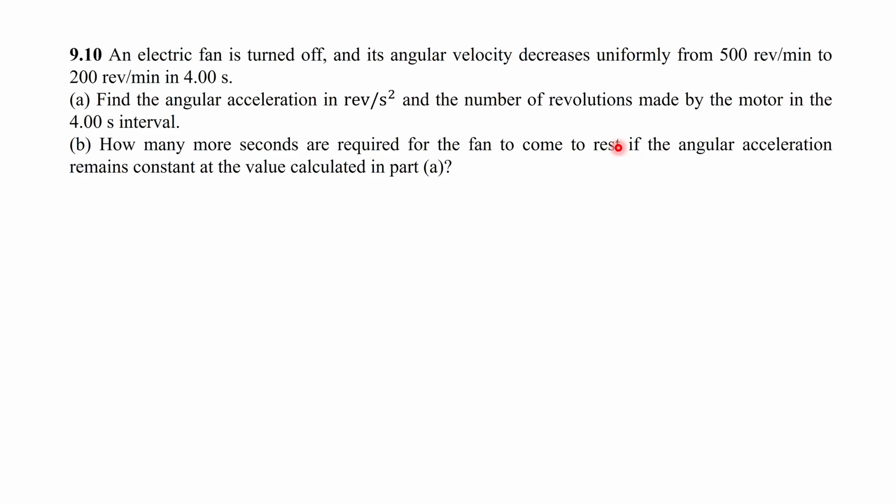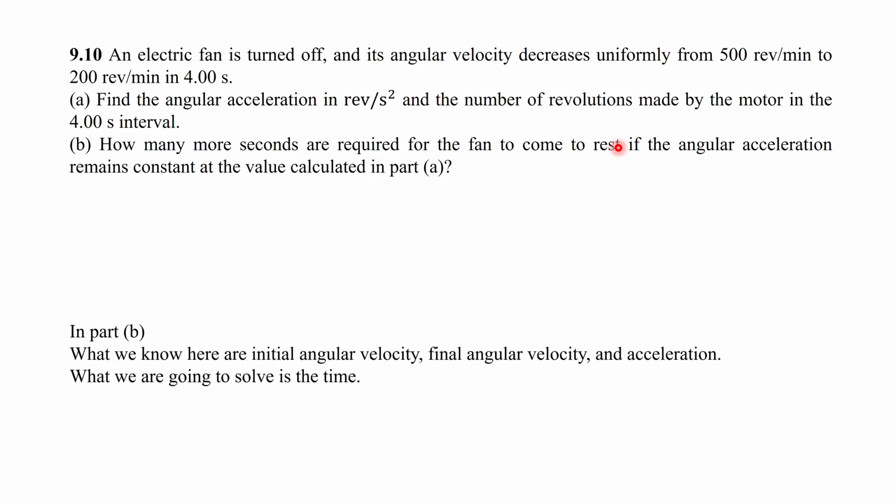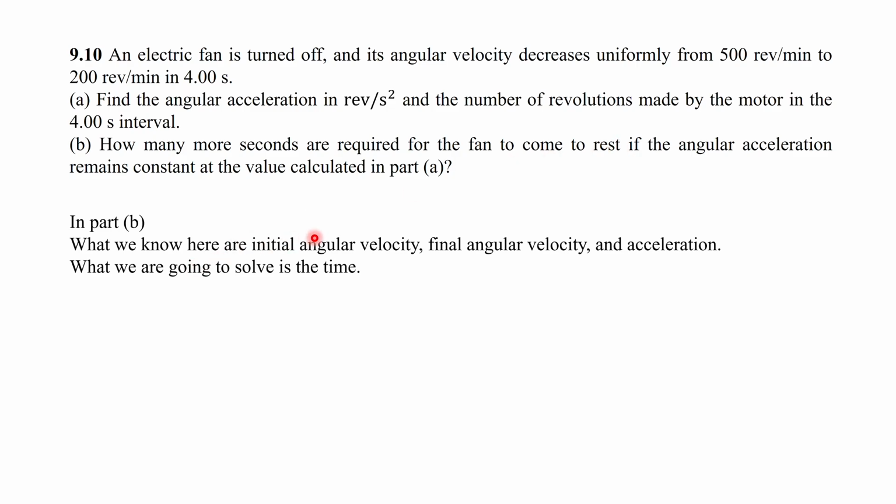So here, let's make sure what we have in this part. We have the initial angular velocity, that is 200, the final angular velocity, that's 0, and the acceleration, which is what we get from part A. Then we are going to calculate the time. So we pick the same equation, this one. We know the angular velocity and the angular acceleration. To solve for the time is easy, but we have to keep the units the same.